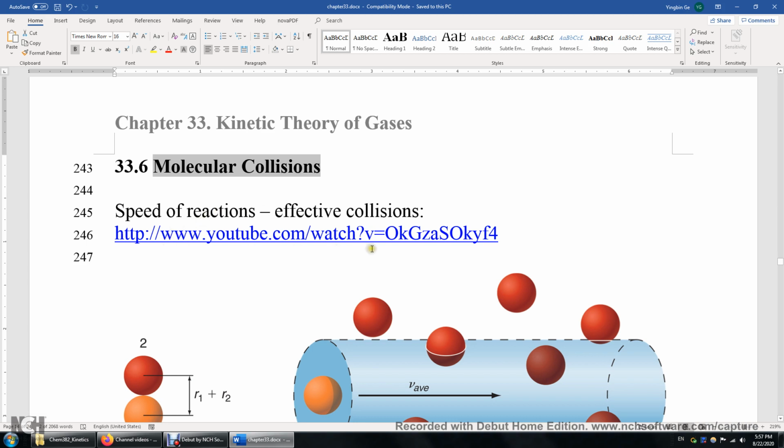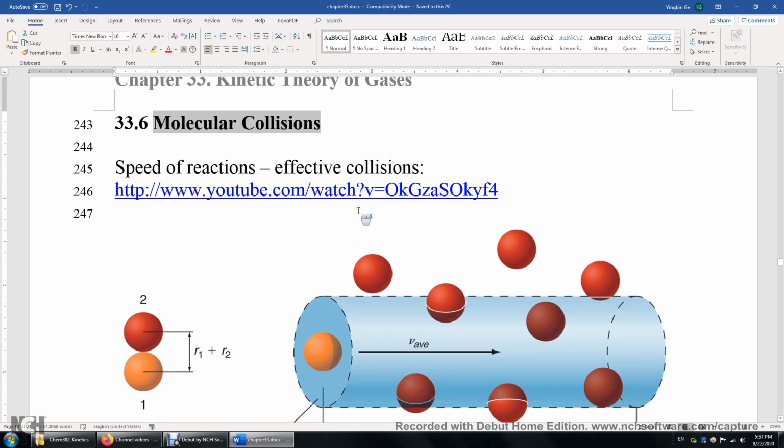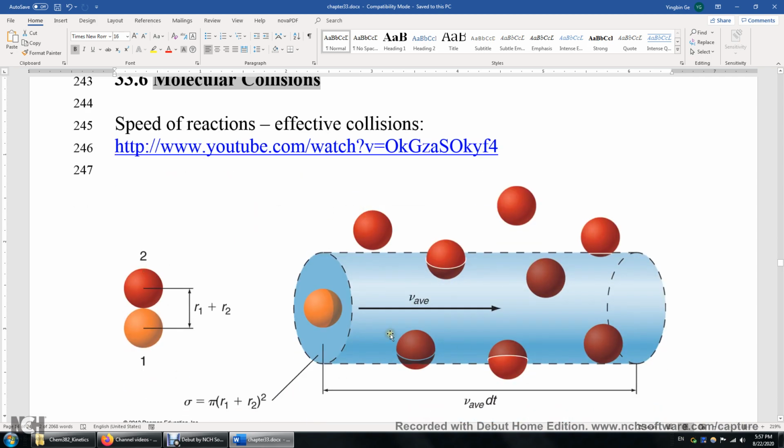I'll let you watch this YouTube video to see ineffective collisions and effective collisions. The effective collisions have the right collision orientation. The colliding parties have enough energy to overcome the reaction barrier to form the product. Now let's look at this example.